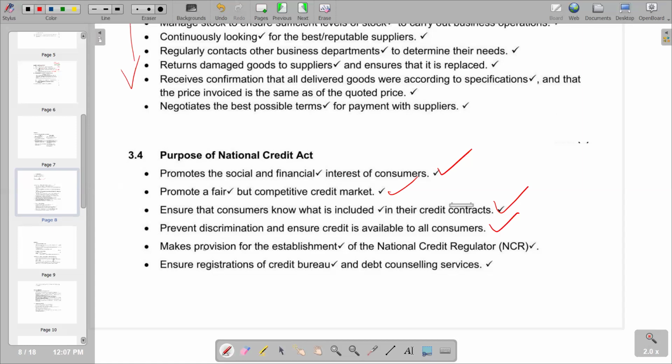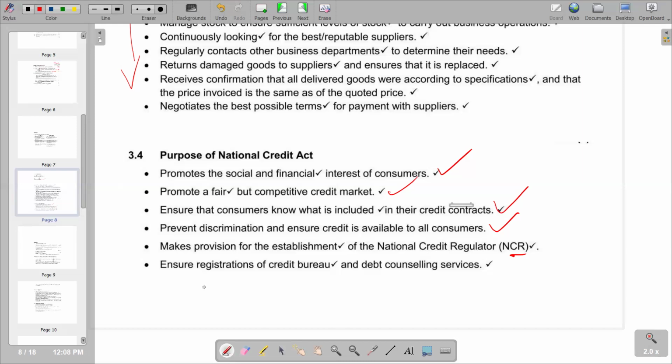Our next one says it makes provision for the establishment of the National Credit Regulator. We know that the National Credit Regulator registers credit providers and also debt counselors, and monitors the conduct of these parties. So that's what we have in terms of the National Credit Regulator.